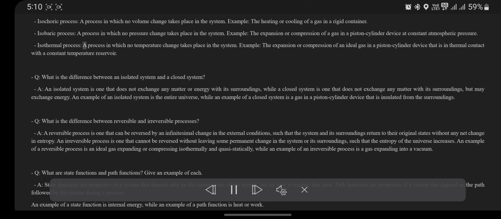Isothermal process, a process in which no temperature change takes place in the system. Example: the expansion or compression of an ideal gas in a piston cylinder device that is in thermal contact with a constant temperature reservoir.